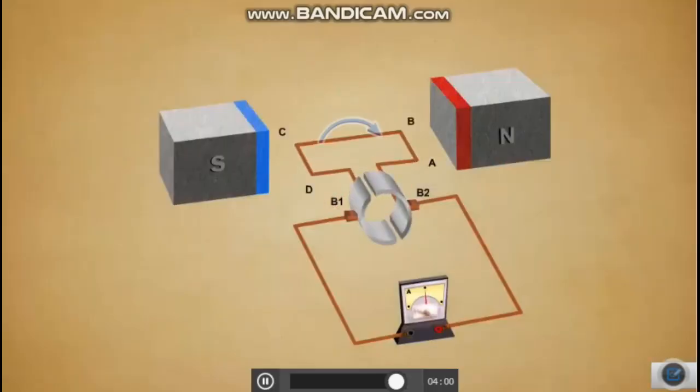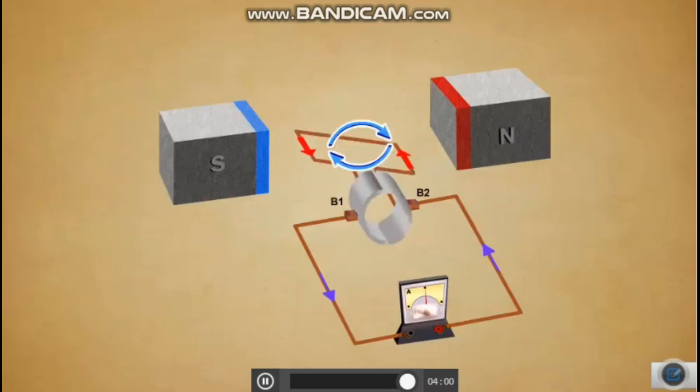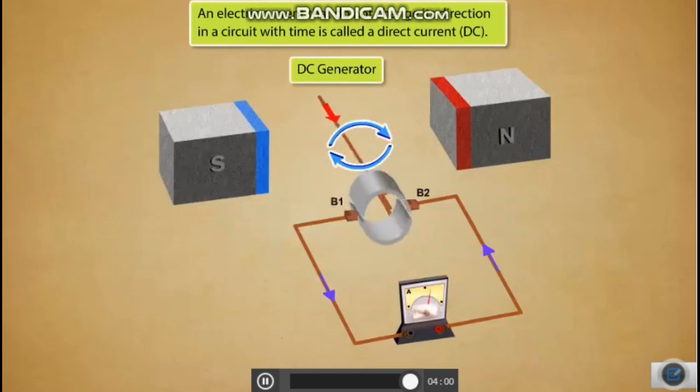At the first half turn of the coil, the contacts between the commutator and the brushes get reversed. Each brush now touches the opposite segment that it had been touching during the first half turn. By doing so, the brushes keep the current moving in one direction only. Such a device, which generates a direct current that flows in only one direction, is called a DC generator.